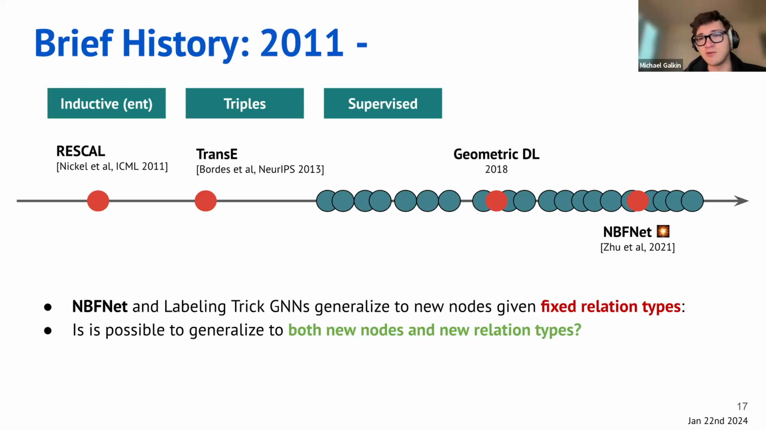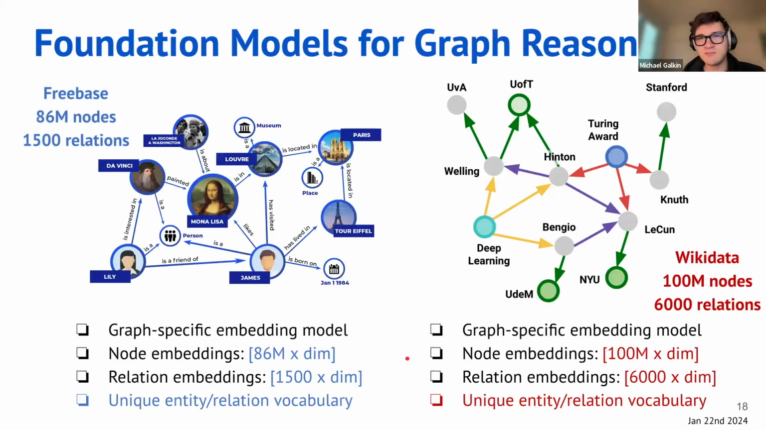So the main problem of the work we have done is we try to find ways to generalize to both new nodes and relation types at inference. Ideally, we want to have some sort of foundation model, for which you have only one foundation model for all possible kinds of graphs.